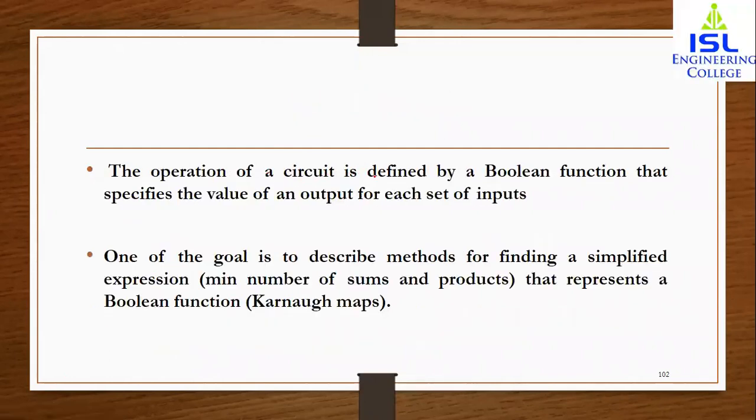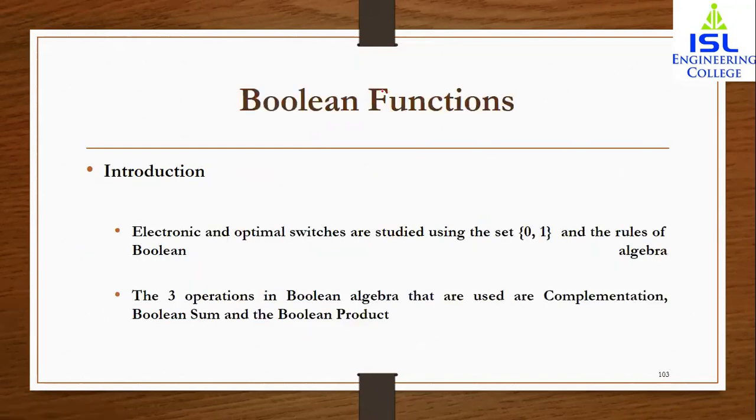The operation of a circuit is defined by a Boolean function that specifies the value of an output for each set of inputs. So the goal of this chapter is to describe methods for finding a simplified expression, minimum number of sums, min sum, min max product, those kinds of problems, that represents a Boolean function. That is your topic of K-maps, which we have already studied in digital electronics. Okay, so first and foremost, let's proceed with Boolean functions.